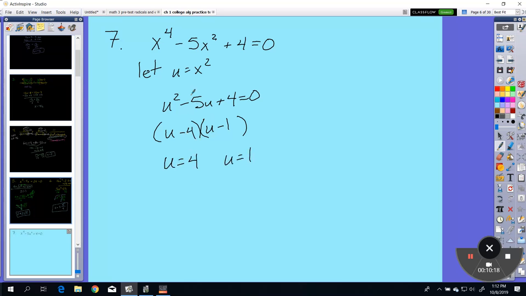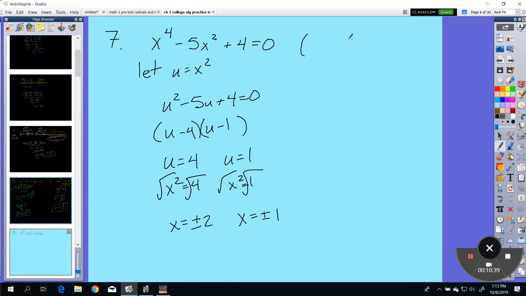Remember, that's what u equals. We want to solve for x, so I replace u with x squared. So then I take the square root. x equals ±2. Take the square root of each of those, and x equals ±1. 2 answers here with the plus minus, 2 answers here, makes a total of 4 answers.